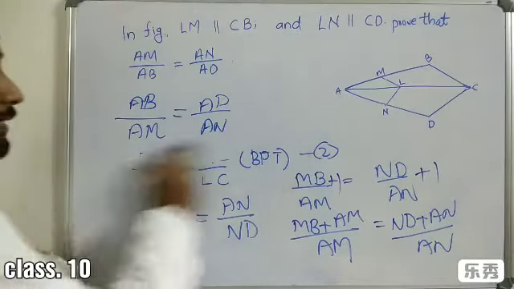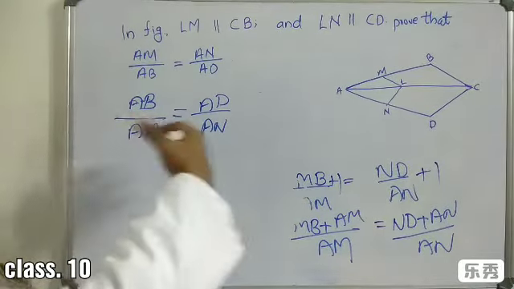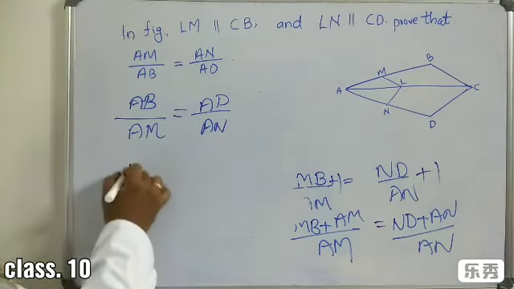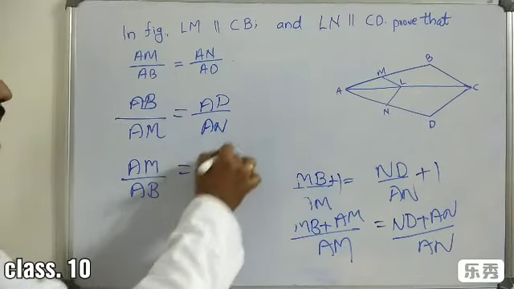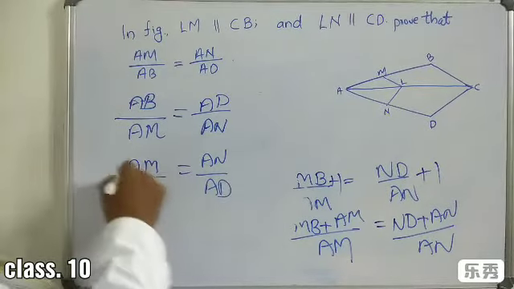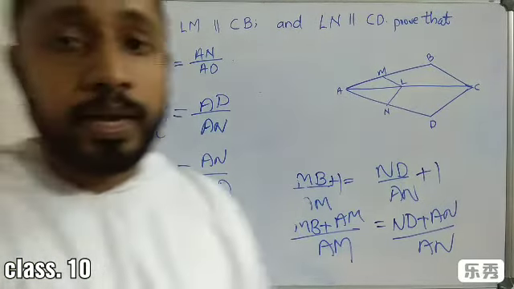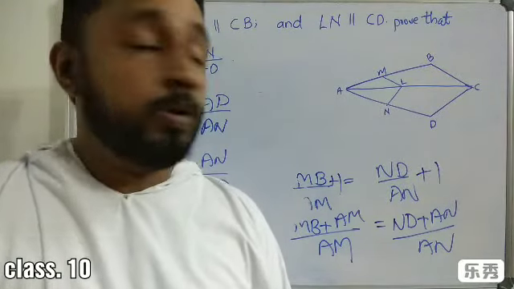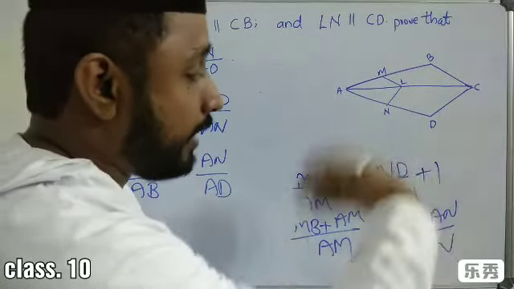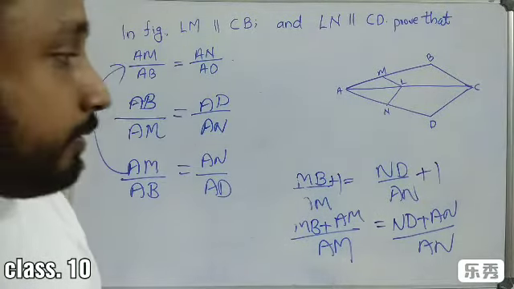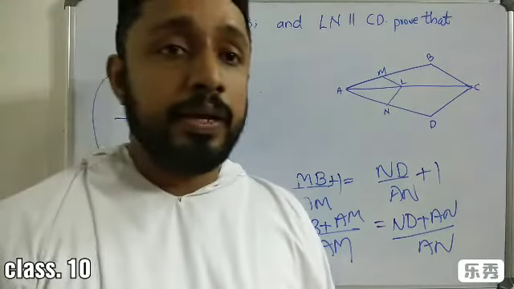Now we take the reciprocal on both sides, and there will be no change. That is AM by AB is equal to AN by AD. So this is what we had to prove. Using the basic proportionality theorem we can easily prove this. One thing to keep in mind is that we have to take the reciprocal and add 1.